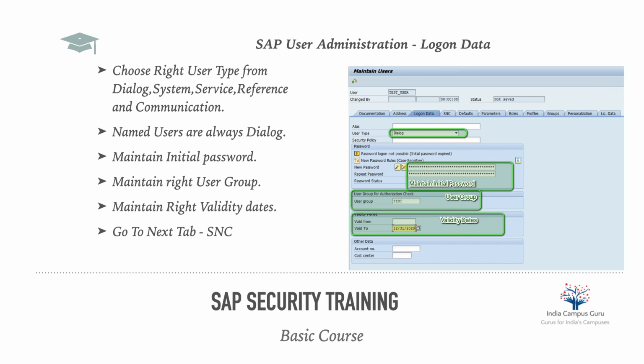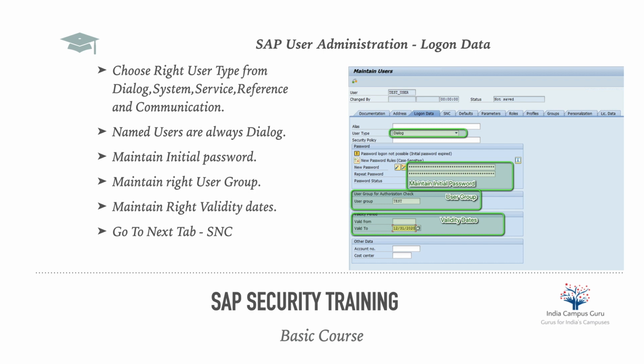Logon data has fields like user type and passwords. You need to maintain the initial password for the user if you have to, and the user group, which we would cover in upcoming lectures. But for now, just understand these are the fields you will maintain for users. So all the named accounts, like actual users, are always a dialog type. That means they can log into SAP as a normal end user. So the user type would be dialog for a named account.